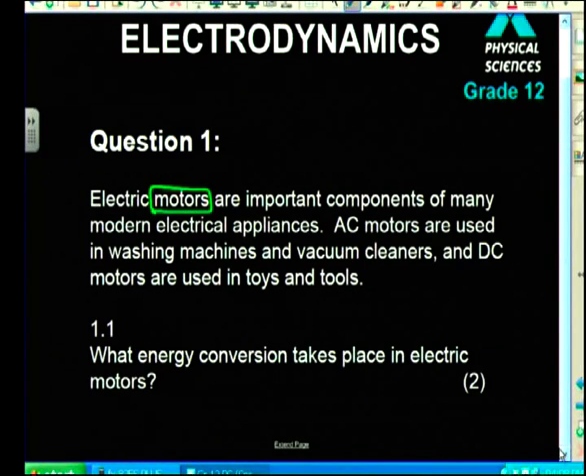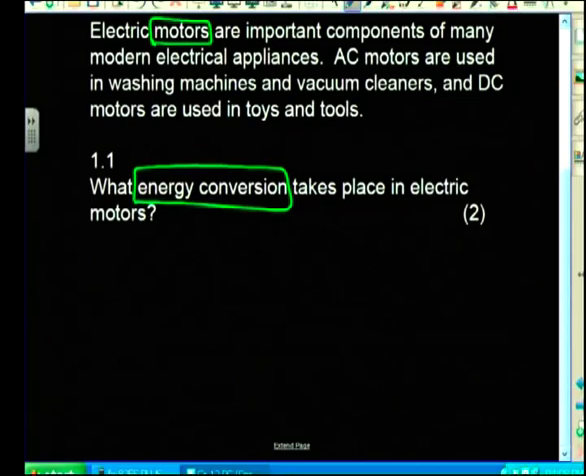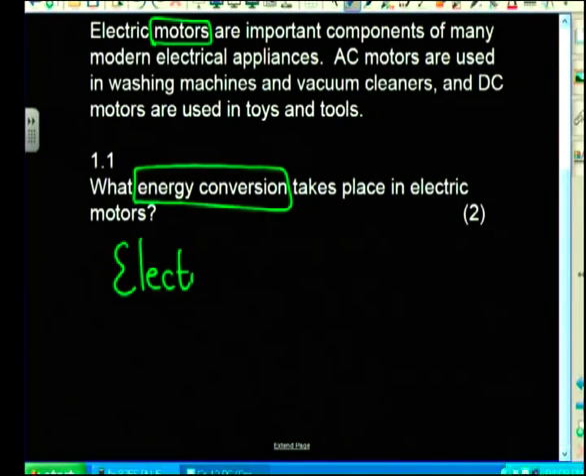Now, the first question says to us, what energy conversion takes place in an electric motor? This is one of those guaranteed things, and we go, okay, we thought about it at the beginning, and we went, the electric motor has a current flowing through it, which means we're starting with electrical energy, okay?